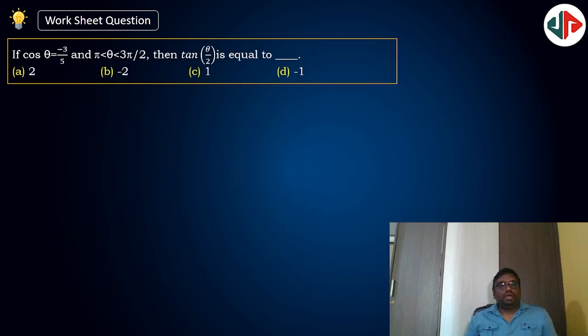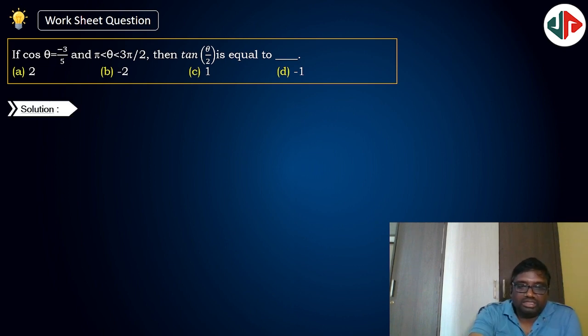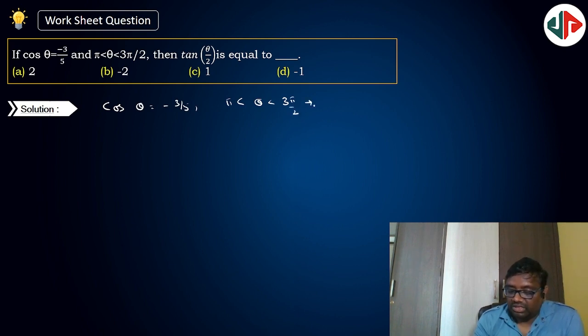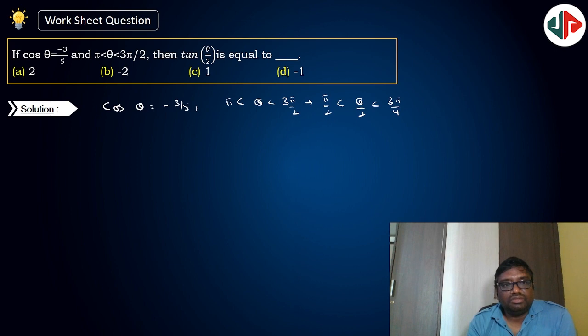Here cos theta is equal to minus 3 by 5 and pi less than theta less than 3 pi by 2. Then what is the value of tan of theta by 2? Here what is given? Cos theta is equal to minus 3 by 5. Here pi less than theta less than 3 pi by 2. If we divide on both sides, then what will we get? Pi by 2 less than theta by 2 less than 3 pi by 4. So which quadrant is it lying in? Second quadrant, theta by 2. Tan in the second quadrant will always be negative. So that is why the value of tan of theta by 2 will always be negative. Positive values never happen.